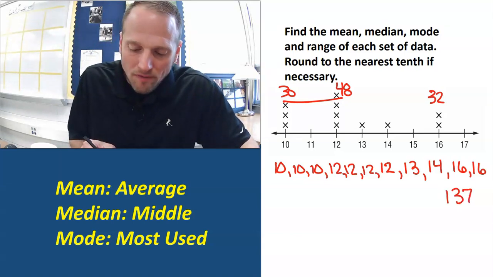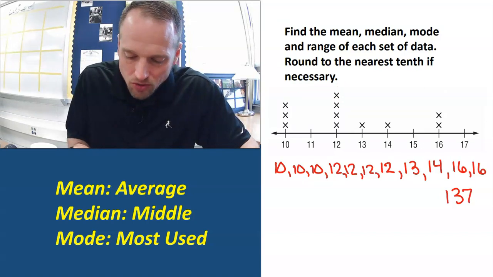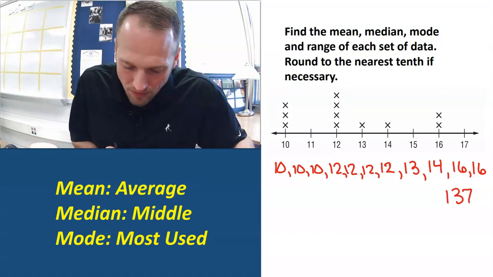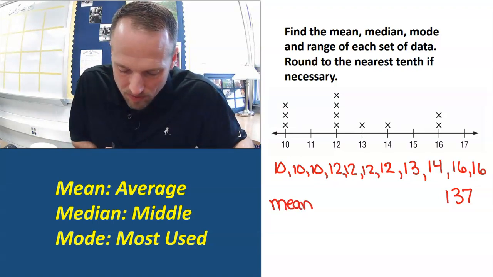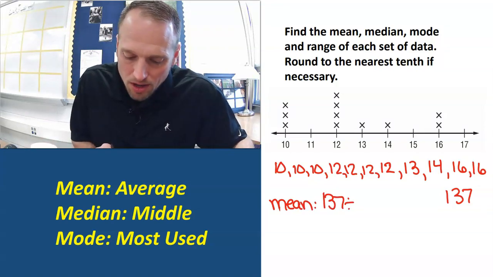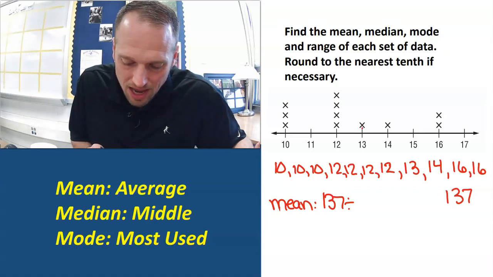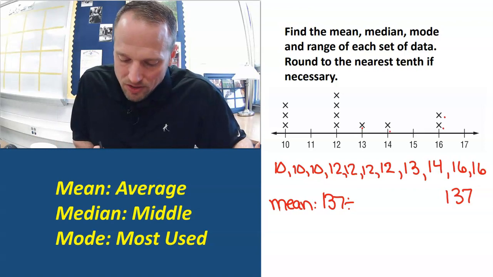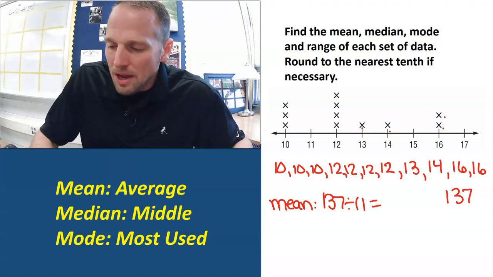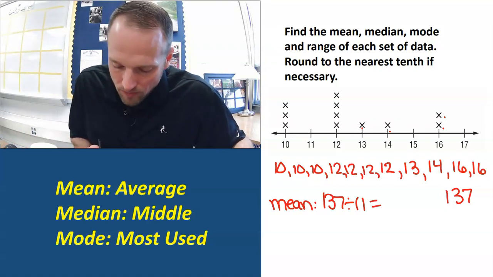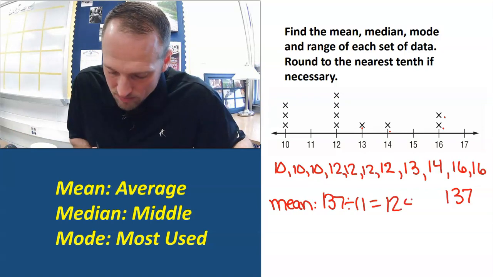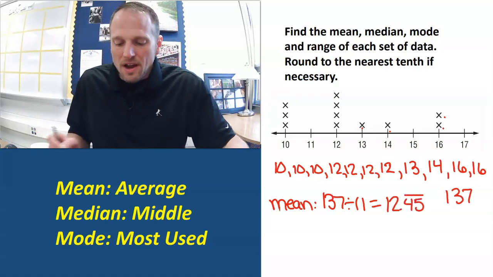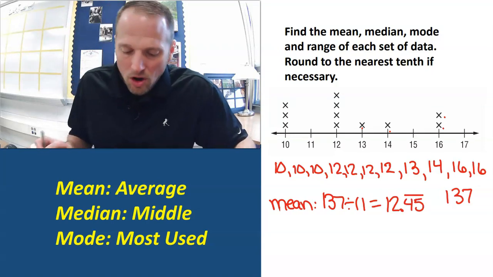Okay, so when I add all of them together, that's just going to be 137. So to find the mean, we need to take 137 divided by, how many were there? I could count these here. I'm going to count them up at the top. There was 3, and 4 is 7, 8, 9, 10, 11. So 137 divided by 11, let's see what that is. That's going to be 12.45 repeating. That is our mean or our average.